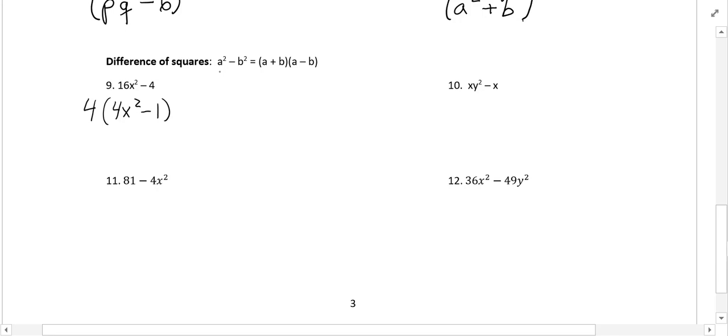So, but is it a difference of squares? Well, there is a minus sign in the middle. 4x squared is a perfect square, and 1 is a perfect square. So let's go ahead and factor it.